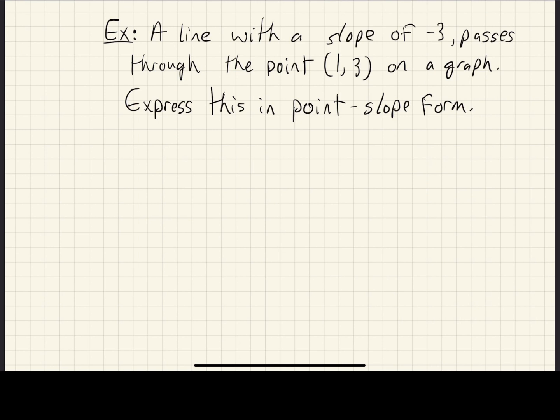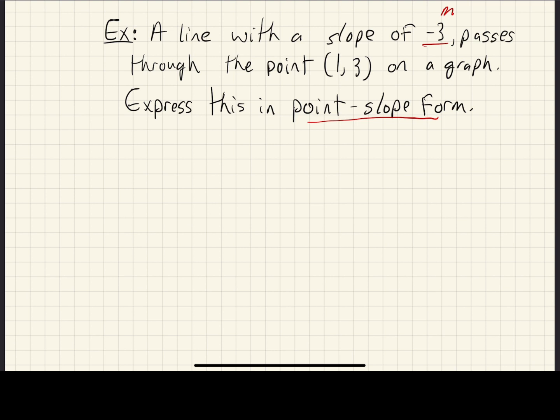So one example of a question that involves the point-slope form is as follows. A line with a slope of -3, so I'm just going to underline that and write a little m over it, passes through the point (1, 3) on a graph. Express this in point-slope form. So we're not really solving for anything here. I just want to take this information and communicate it using the point-slope formula.